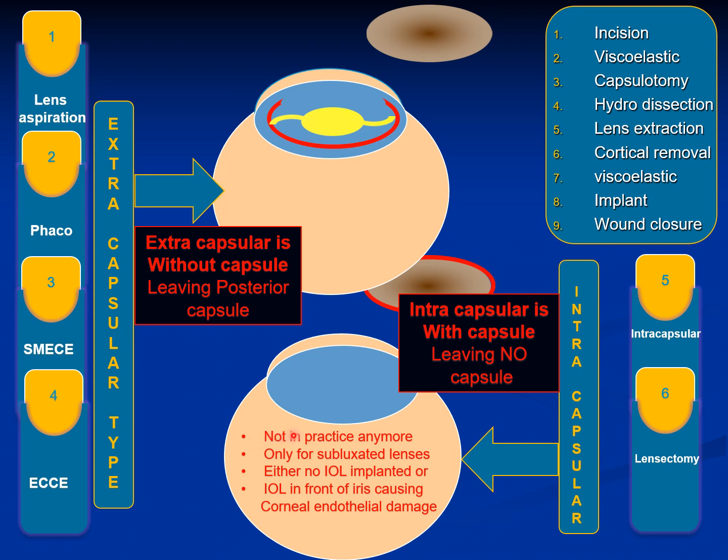Intracapsular is not in practice anymore. We very rarely do it as a lensectomy. It's only for the subluxated lenses. You either don't put the lens in or you put the lens in front of the iris, which may cause damage to the cornea.